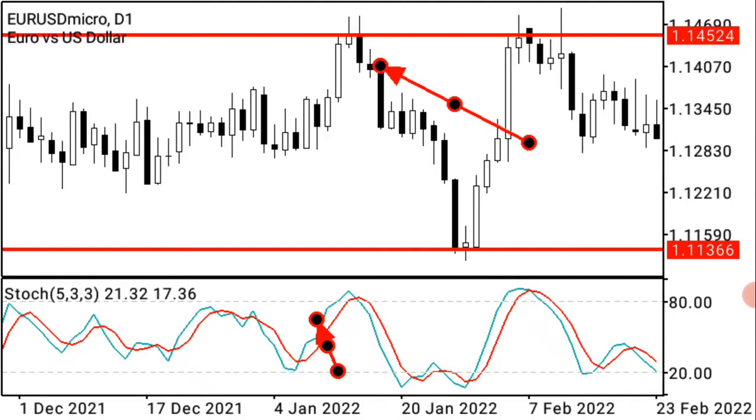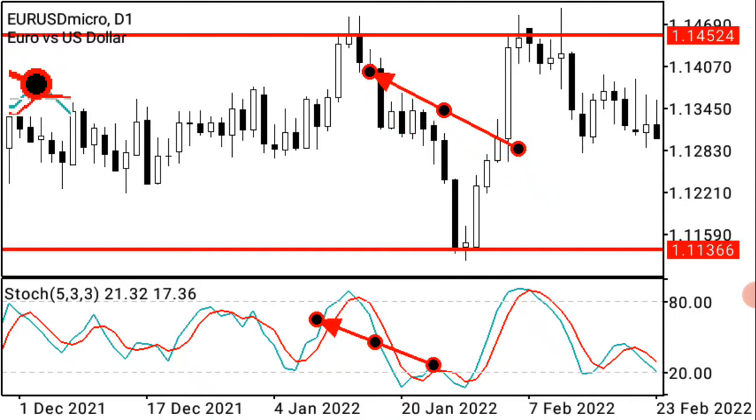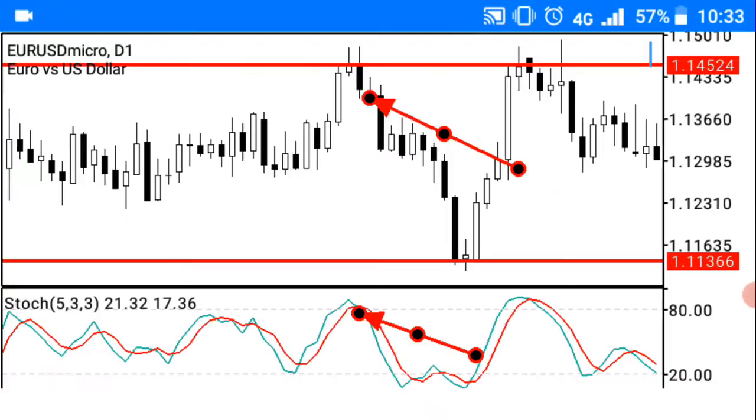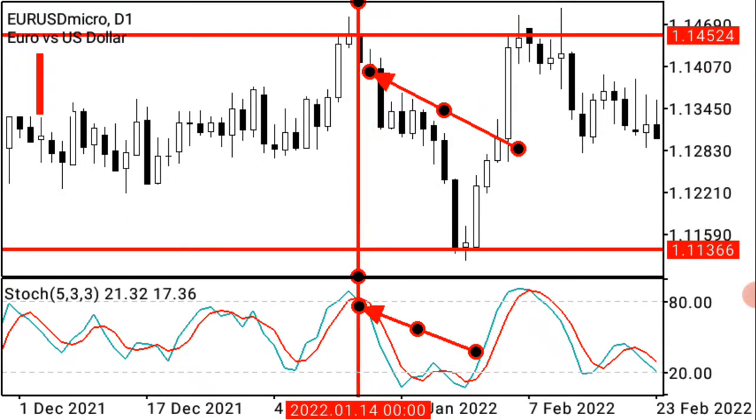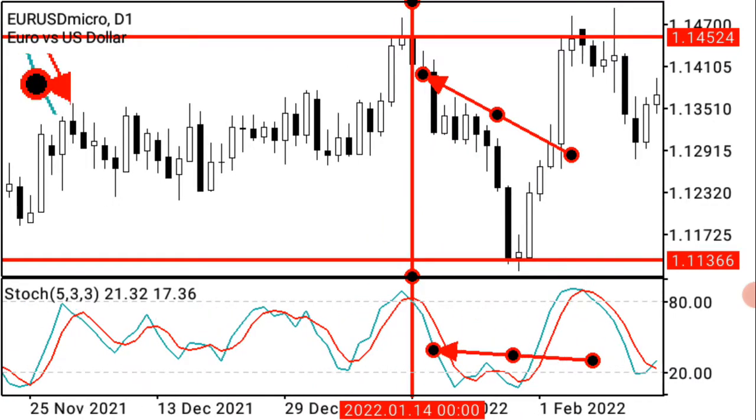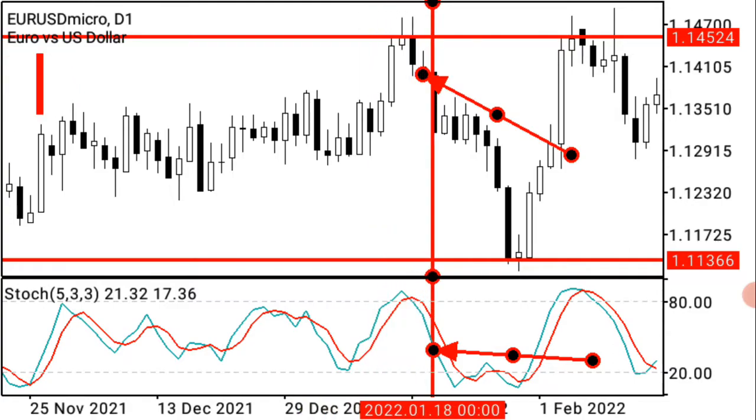You will enter late as long as you are using stochastic or MACD or relative strength index. You will always enter at least 2 bars away. So in this case guys, let us check where we entered. The crossover happened here. Exactly on which candle? Let me put a vertical line so that we can see. If the crossover happened here, it means that the actual candle where you were supposed to enter is this one.